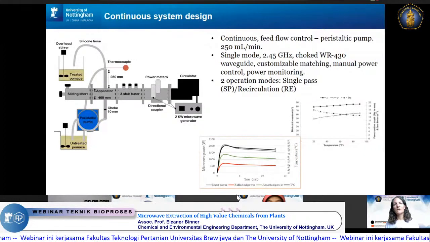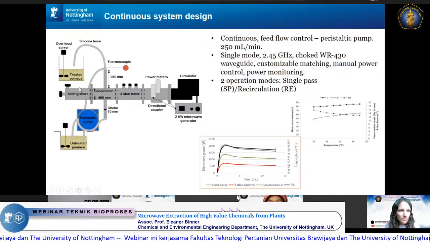So I mentioned very briefly at the beginning, we design our own microwave experiments, because you can't just use a bigger one. You need to understand what you're doing. So we designed a single mode cavity. And it's a continuous system. It has a peristaltic pump with 250 mils per minute. So we put the untreated potato pulp in here, and we move it through the peristaltic pump. It goes through the applicator.